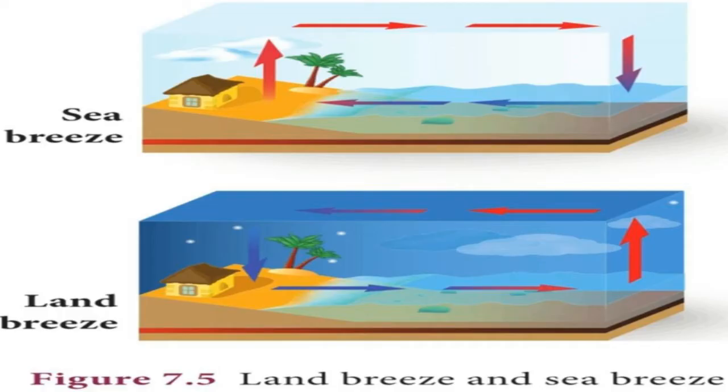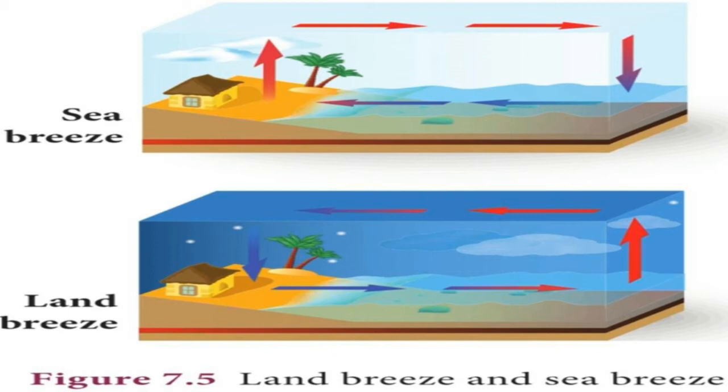Another example of convection in daily life, breezes. During daytime, the air in contact with the land becomes hot and rises. Now the cool air over the surface of the sea replaces it. It is called sea breeze.